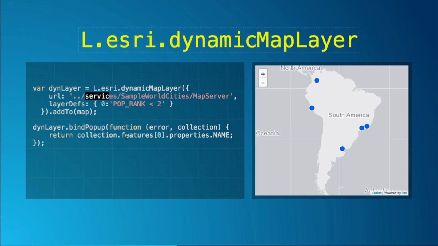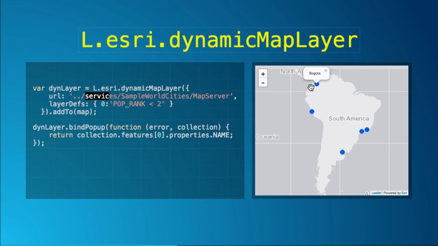And another thing is here, dynamic layer, we don't have any graphics or geometries that we can interact with instantaneously on the browser, but we can still bind pop-ups. So if I click on one of these cities, if I can click good enough, there's like an iframe going on, so there's some weird stuff.